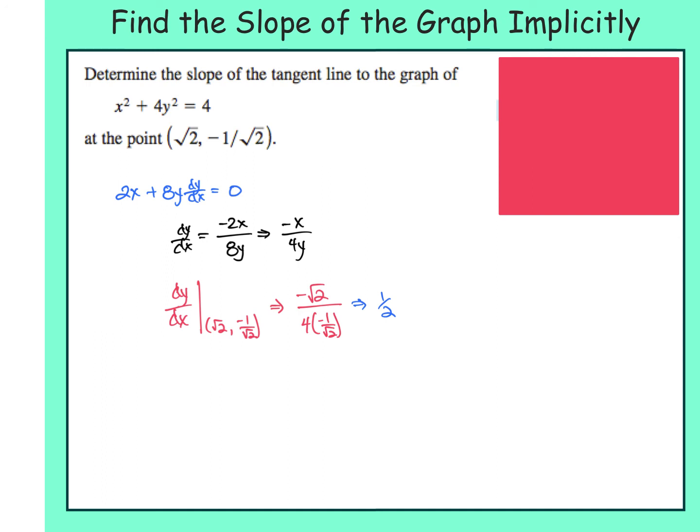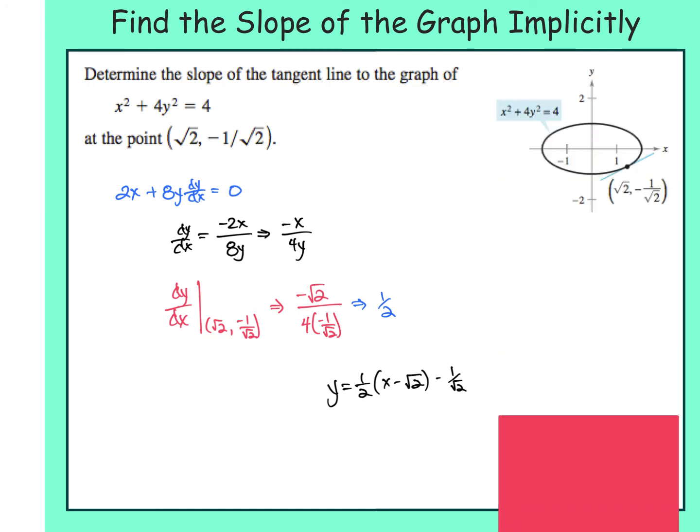Now, I personally want to make an equation of my tangent line, so let's do it. So we get y equals what? 1/2 times x minus square root 2, and then what? Minus 1 over square root 2. And that is our equation of that tangent line right there.